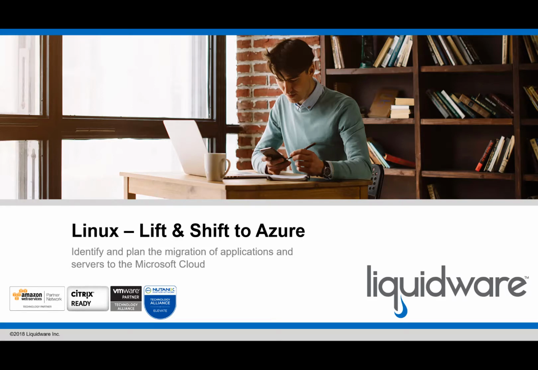My name is Robert Cordini, and today we're going to talk about how to identify and plan the migration of those applications and servers, especially Linux, to the Microsoft Cloud.